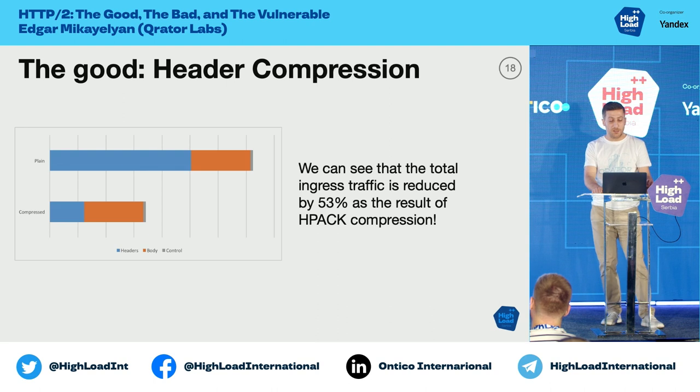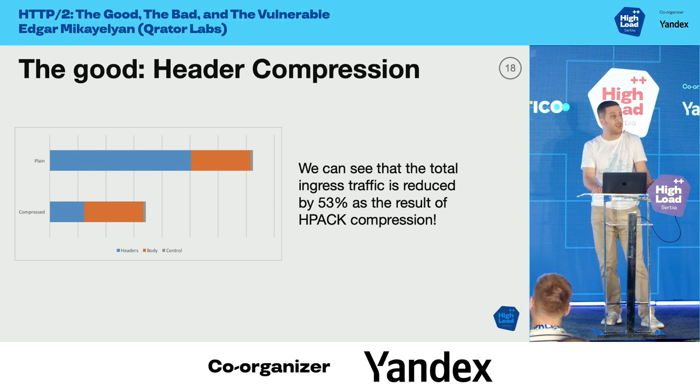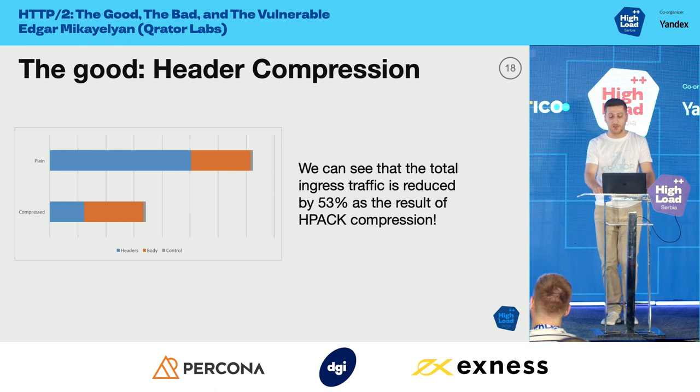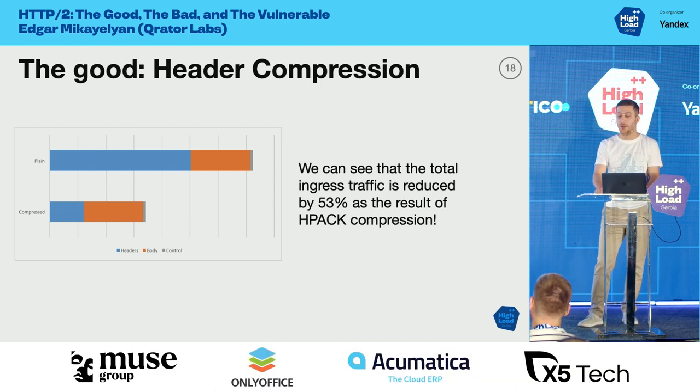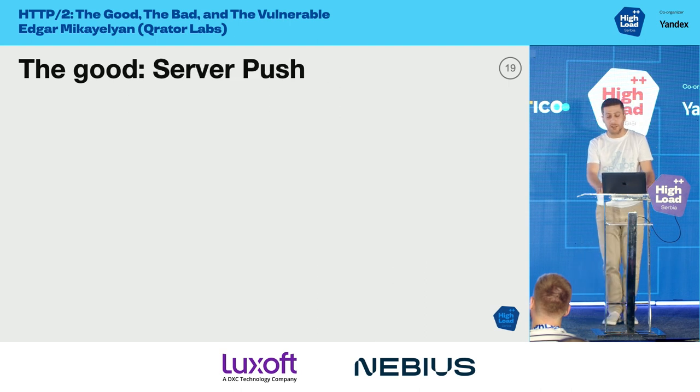How effective it is can be seen on the next slide. This is especially effective for incoming requests, where there are mostly headers with a small request body or no body at all. We can see that the total ingress traffic is reduced by 53% as the result of HPACK compression. Obviously, we significantly save bandwidth and reduce latency.